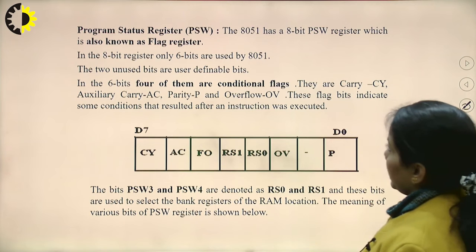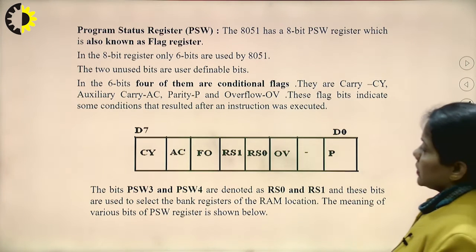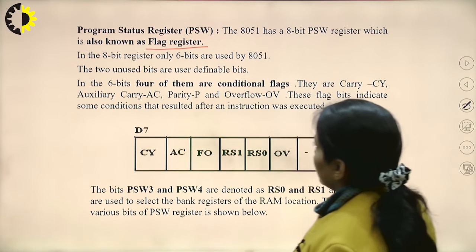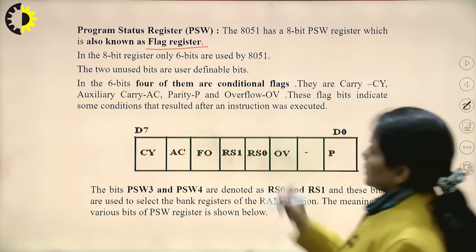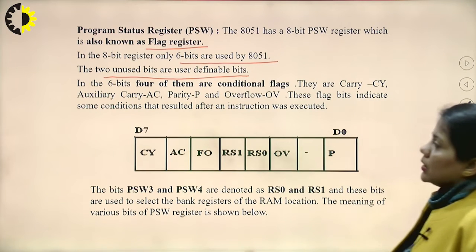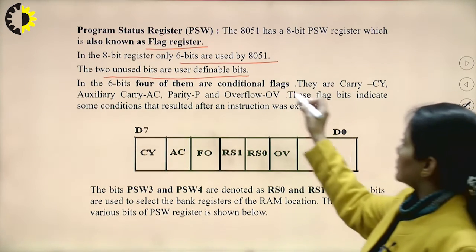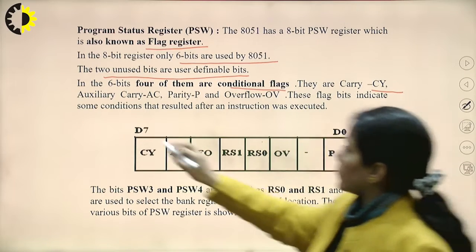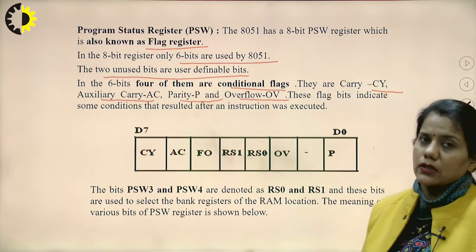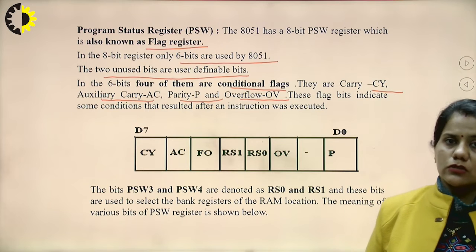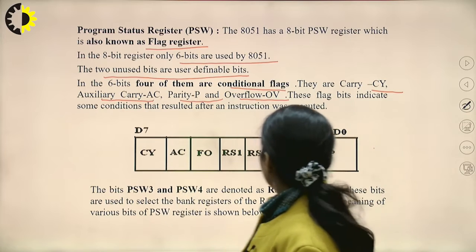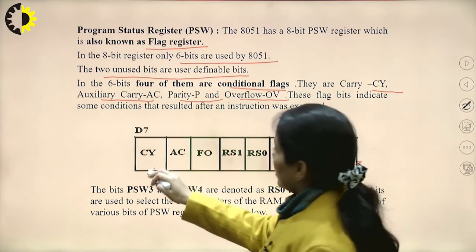Now, when we talk about the PSW, that is the program status word, it is similar to the flag register. As mentioned here, in the 8-bit register only 6 bits are used by 8051. The 2 unused bits are user definable bits. Of the 6 bits, 4 of them are conditional flags. These are carry, auxiliary carry, parity and overflow. As we already know, these flags indicate some condition of the arithmetic and logical instructions which have been executed. So here bit numbers D0 to D7 indicate carry, auxiliary carry.